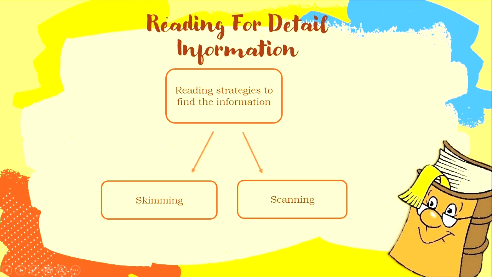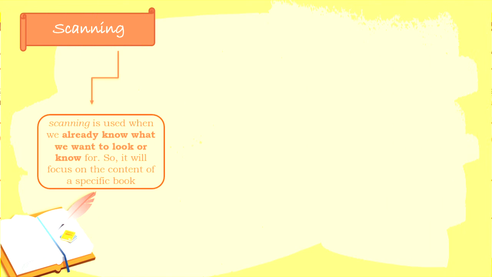Okay, the next slide is reading for detailed information. As you can see, there are 2 kinds of reading strategies that we can be applied for reading critically. And the purpose of these reading strategies is to find the information, especially the detailed information that we want to know in reading. The first one is skimming, and the second one is scanning. Okay, the first reading strategies that we will be to explain is scanning.